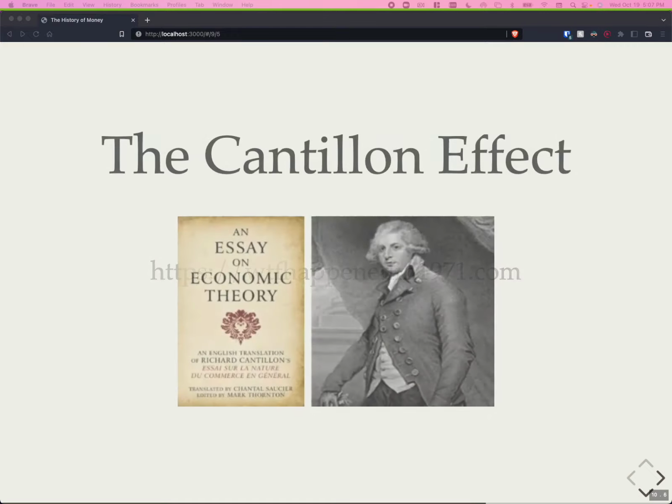So, on to the Cantillon effect. Named after the Irish-French economist Richard Cantillon, he explained that when you constantly increase the money supply, it leads to the devaluation of currency. However, the entities who either create or are the first to receive the newly created money are normally the ones that benefit the most, making them even more wealthy.